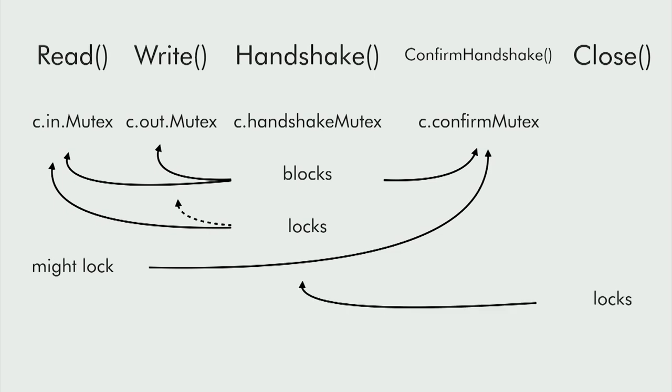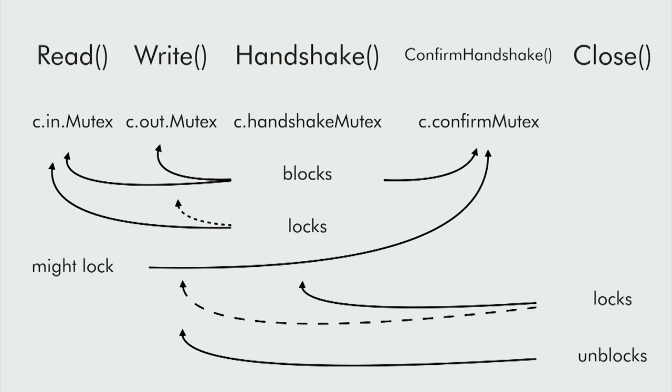And finally, there is close, of course, which has to lock on handshake to know whether the handshake is done or not. And based on whether the handshake is done or not, it will have to write something to let the other party know that it's closing the connection, unless there was a write in flight already, which means that probably you're calling close to unblock that write, so we shouldn't block on that lock. So there is this weird loop of atomic calls, and locking is a mess.